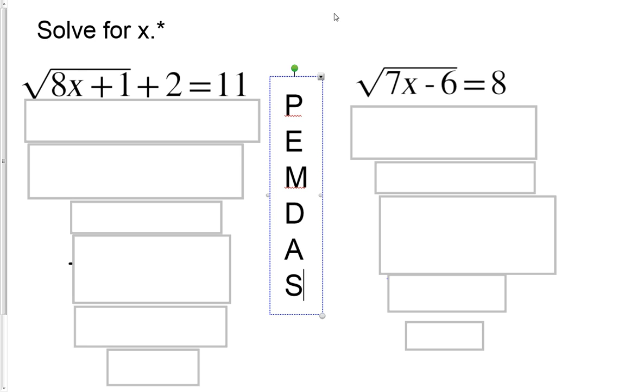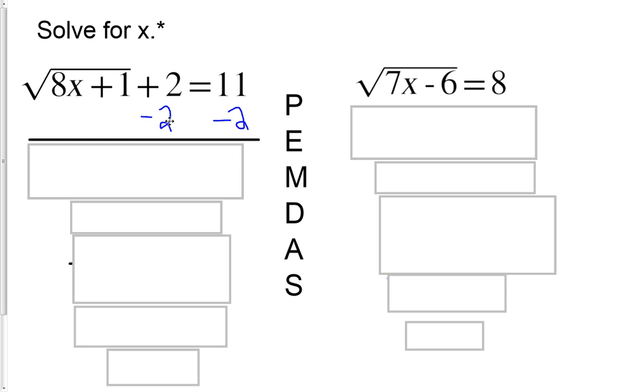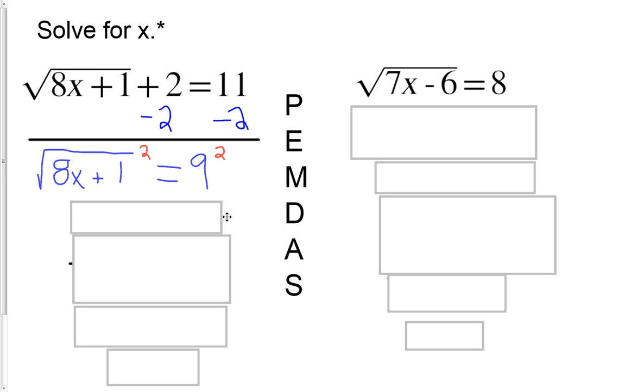And we've got plus 2 first on the outside. So we need to subtract 2 from both sides. 11 minus 2 is 9. And now I have the square root of 8x plus 1 equals 9. Well, that means, what square root equals 9? Well, the square root of 81 equals 9. So 8x plus 1 needs to equal that 81.